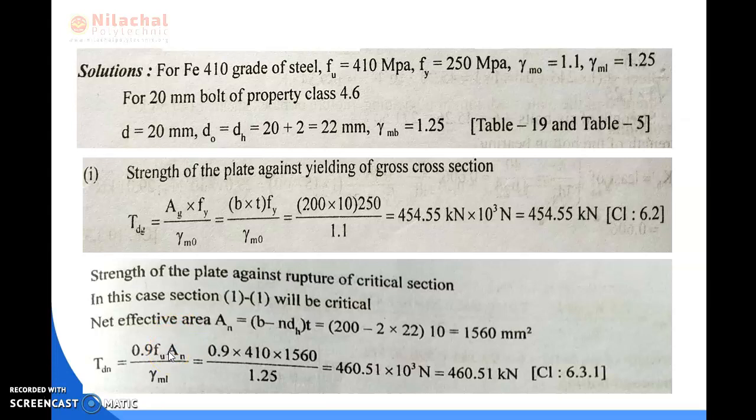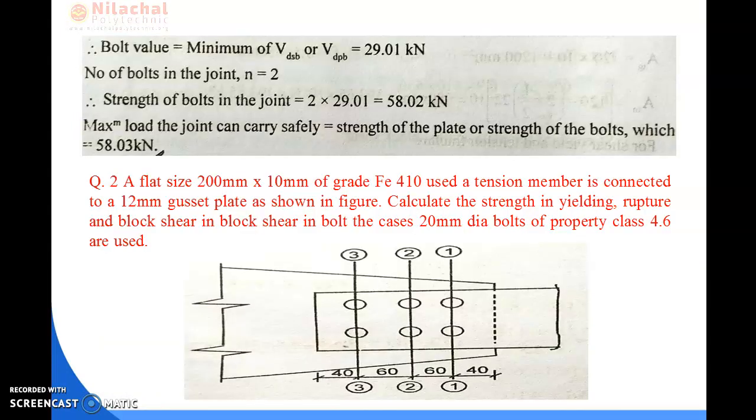To calculate the An value, we have a formula which is (B minus n d0) whole multiplied by t. B is the width of the plate, n is the number of bolts in the critical section, d0 is the diameter of the hole, and t is the thickness of the plate. To calculate the number of bolts in the critical section, we have to see the diagram.